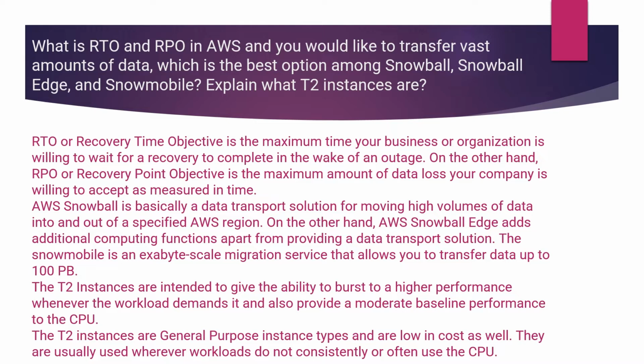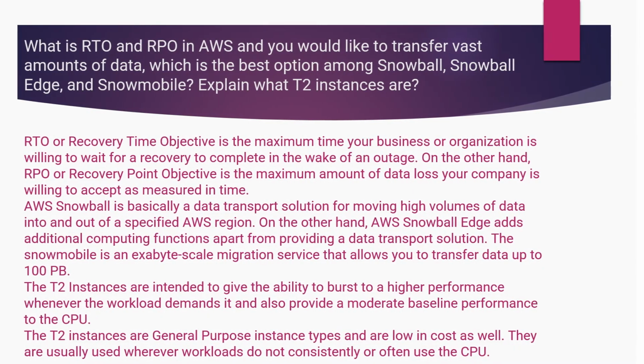47. What is RTO and RPO in AWS? RTO, or Recovery Time Objective, is the maximum time your business or organization is willing to wait for a recovery to complete in the wake of an outage. On the other hand, RPO, or Recovery Point Objective, is the maximum amount of data loss your company is willing to accept as measured in time.